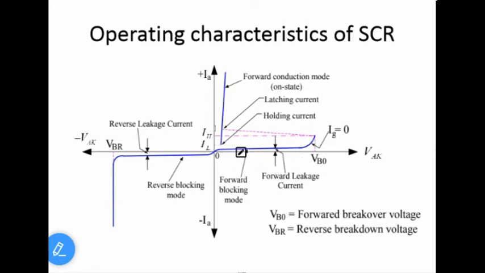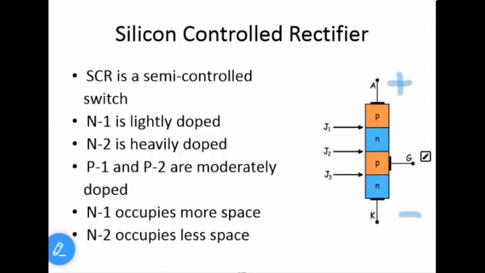Now, we require a control. Whenever a switch is there, we require a control, so that whenever we want, we can turn on the switch. That control is nothing but the gate. Now, with the forward biased condition, I will apply a positive voltage across the gate. Positive voltage is applied across the gate and negative voltage is applied across the cathode.